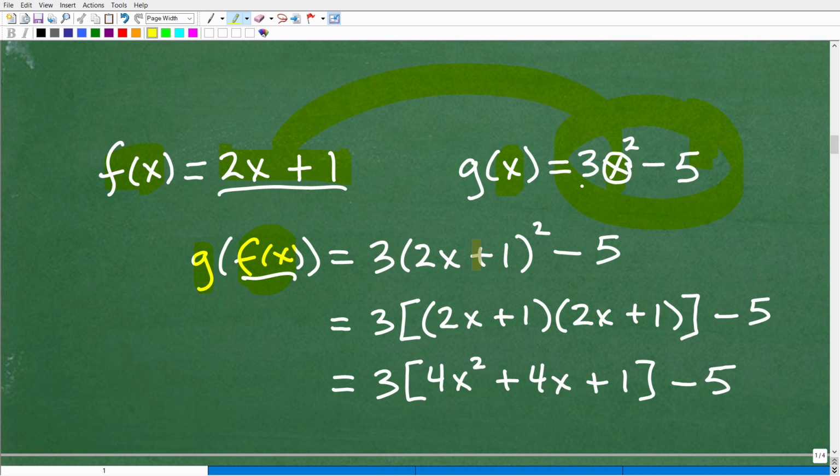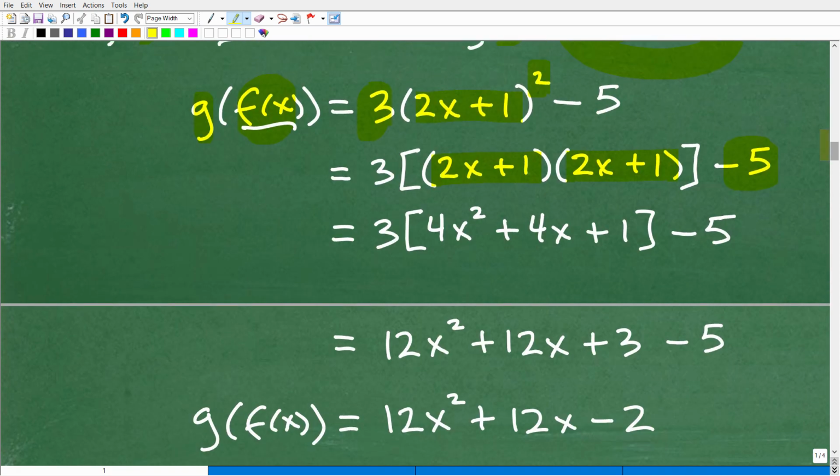Okay, so what do I do here? Well, I have to figure out what (2x plus 1) squared is. So that means 2x plus 1 times 2x plus 1. You want to put that in brackets. Then we'll multiply that by 3, and then we'll subtract 5. So this does require a little bit of algebra work, but it's still not that bad.